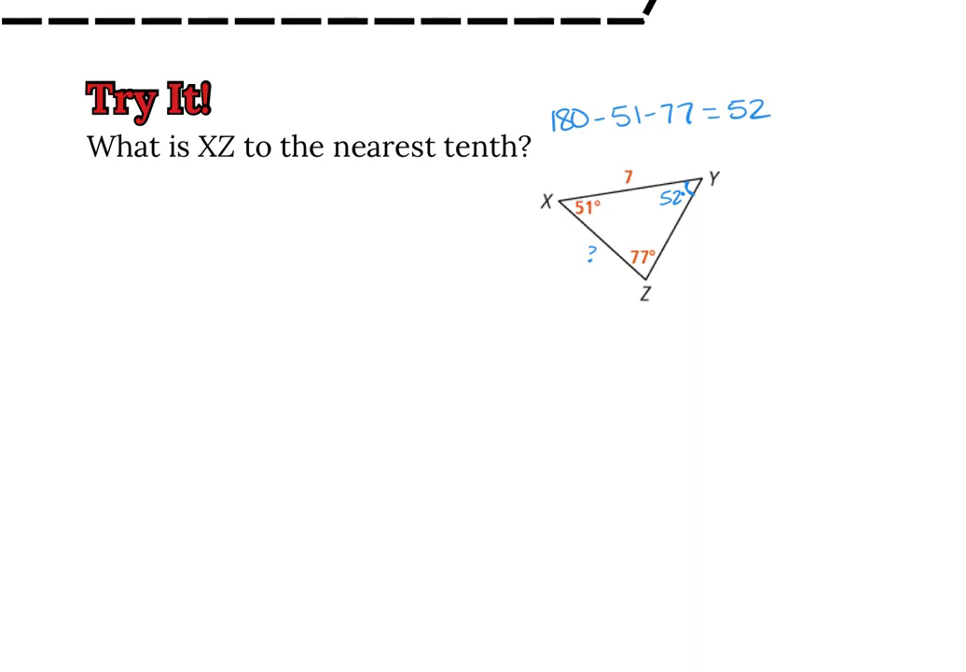Now I can set up my law of sines. Again, I use my opposite angles: sine 77 over 7 equals sine of 52 over XZ. Cross multiply.